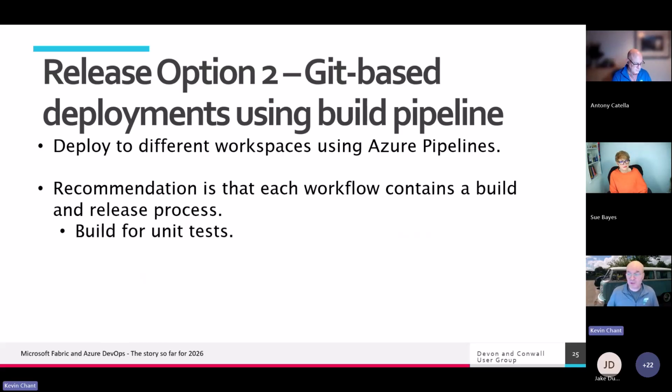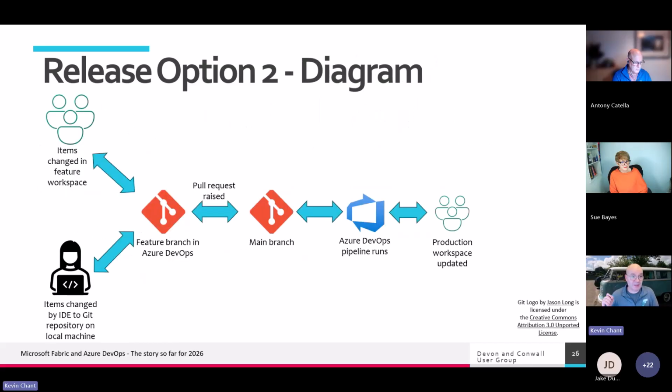Now, Microsoft's recommendation is that each workload contains a build and release process, build for unit tests, and release to perform the updates. And here is a diagram to help you visualize how this looks. So basically do the same development process I showed earlier, and then use Azure pipelines to read through those Fabric items that are stored in your repository and deploy those items with metadata to other workspaces.